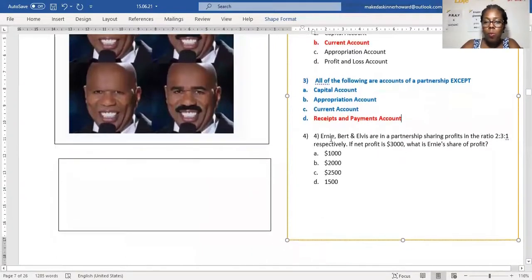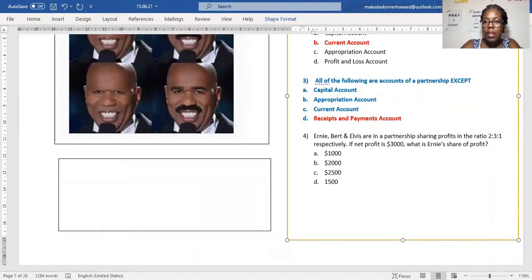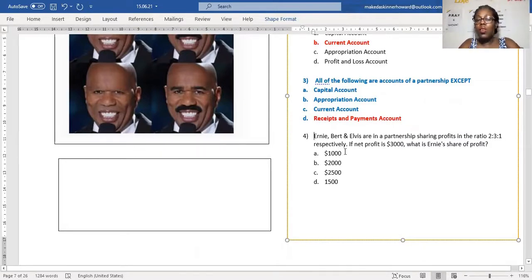Number four, Ernie, Bert, and Elvis, interesting names, are in partnership sharing in the ratio 2:3:1 respectively, meaning the names and the ratio are in the same order. All right, so the first name goes with the first number, second name goes to the second number, third name goes to the third number. Okay, if net profit is $3,000, what is Ernie's share of the profit? So we have some calculations to do there.